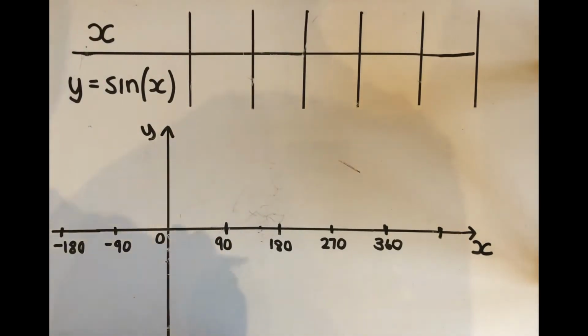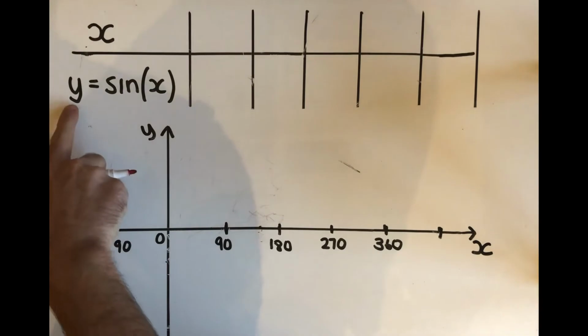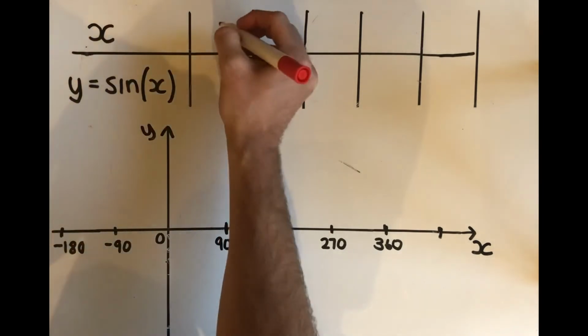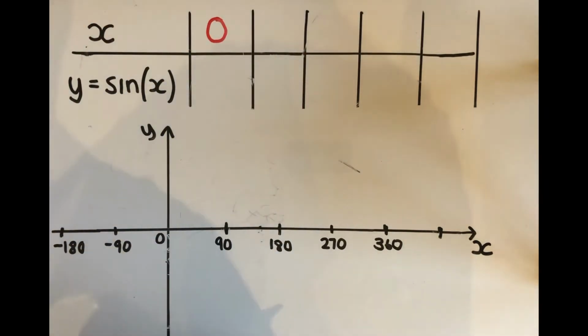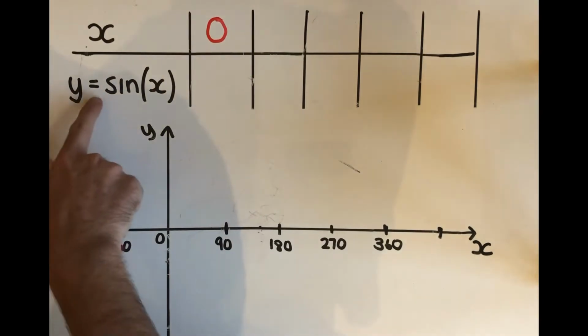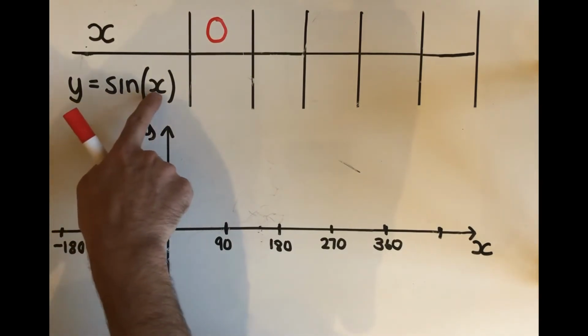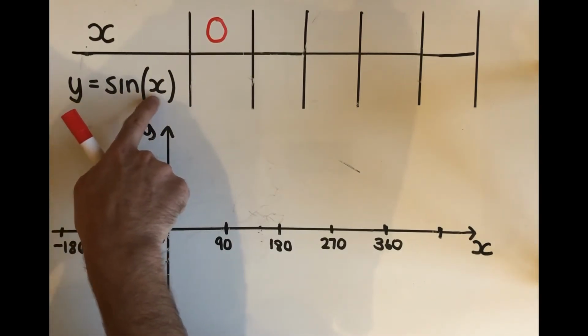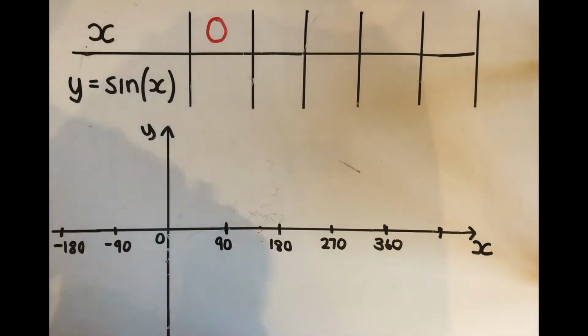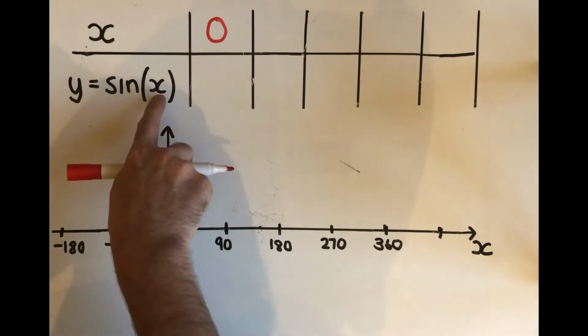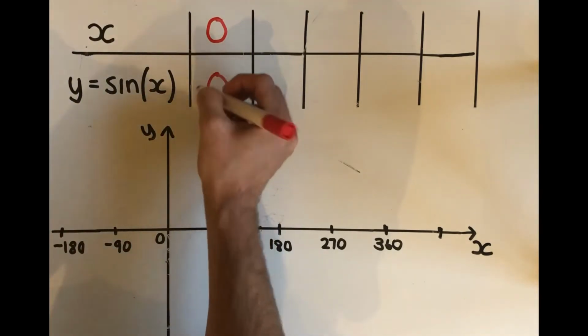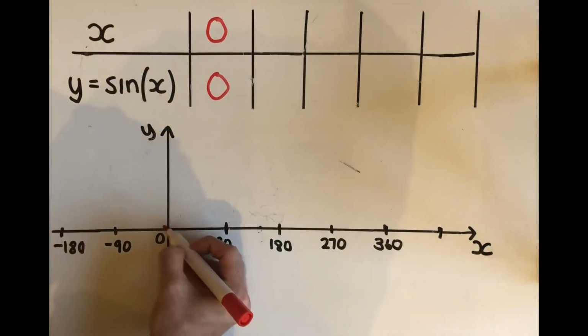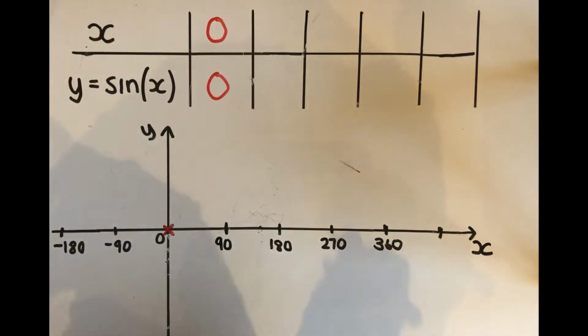let's start by working out what y will be when x is 0. So y is equal to sine of x. If I put a 0 in there and use my calculator, sine of 0 equals, well, you can try this on your Casios, but I'll tell you that the sine of 0 equals 0. So when x is 0, y is 0, which is that point there.